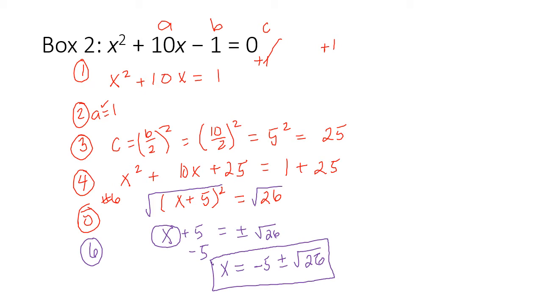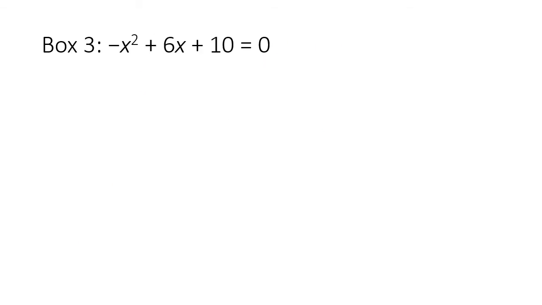All right, so we're going to do 3 more examples. I was hoping you'd have some class time, but we don't have 10 minutes left. You'll just have to do the practice example. But here we go. So again, step 1 is to do what? Move my c, and my c is a positive 10, so when I move it, it's going to become a negative 10. So I'm working with negative x squared plus 6x equals negative 10.